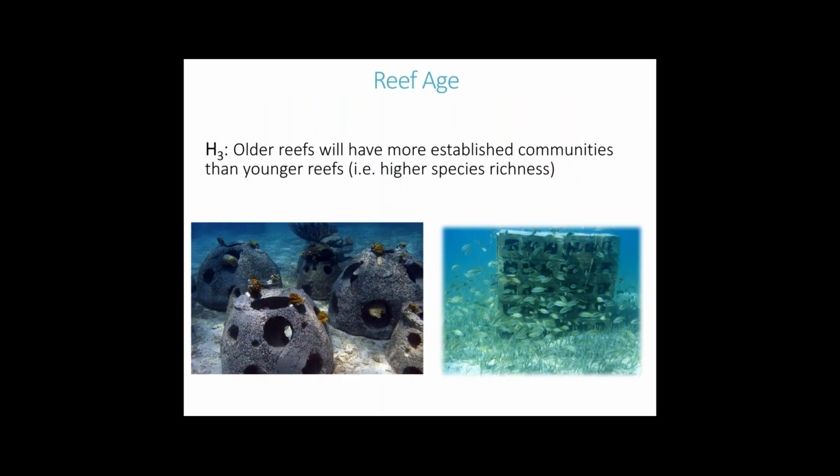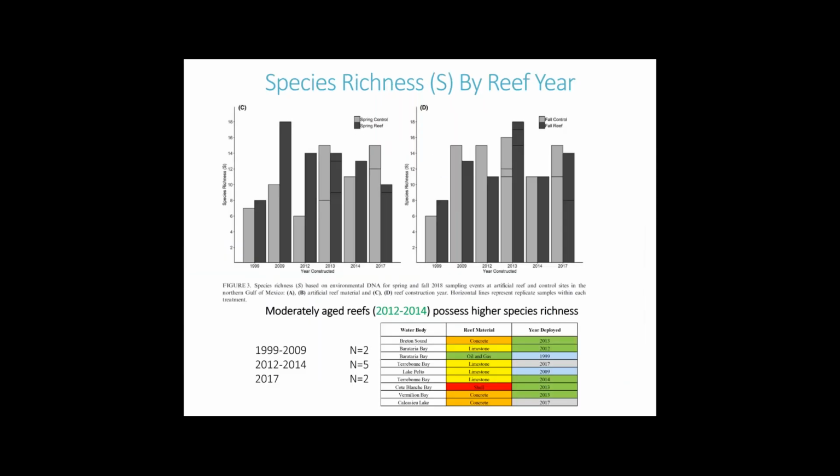And finally, what about reef age? Again, we anticipated older reefs would have more established communities than younger reefs, so higher species richness. And we didn't find that. Actually, the oldest reef, 1999, is an oil and gas reef near Grand Isle. It had the fewest species here on the left of each one of these graphs. That represents the oil and gas reef. We find the highest species richness on average in moderately aged reefs between 2012 and 2014.